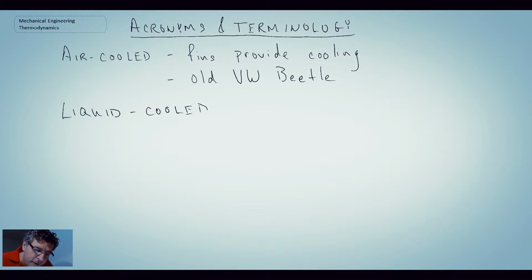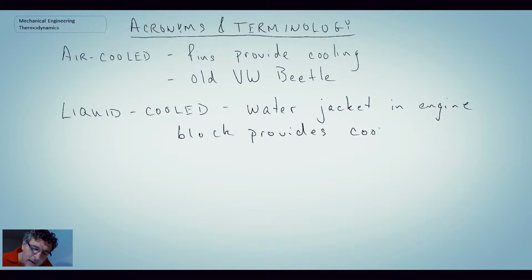And in liquid-cooled engines, we have a water jacket surrounding the engine, and what this does is it provides cooling because the engine gets hot and we need to reject that heat. And within the cooling jacket, what we would be running is a fluid, typically a mixture of ethylene glycol and water.